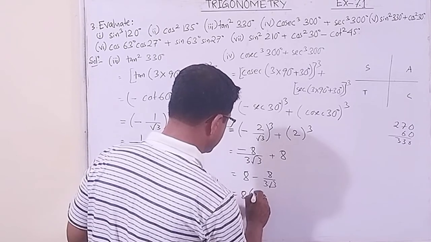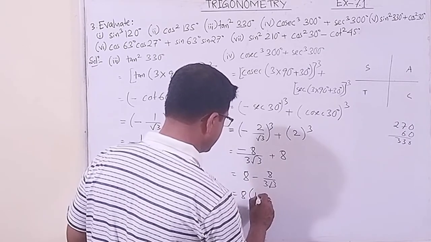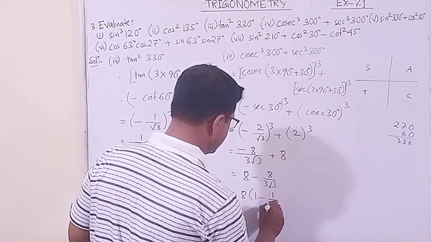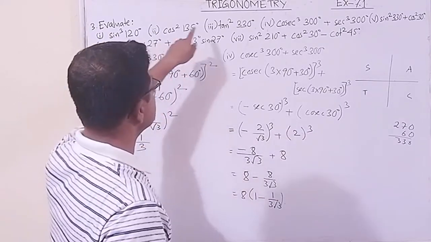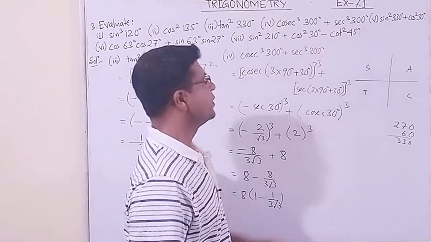You can take 8 common. If 8 is common, what is left? 1 minus 1 divided by 3 root 3. Okay, this is done. So 1, 2, 3, 4 done. Now let us move to number 5.